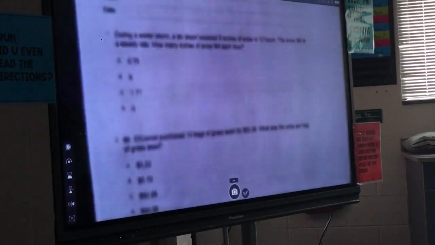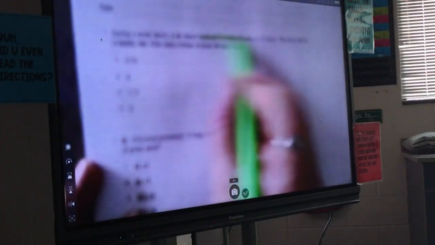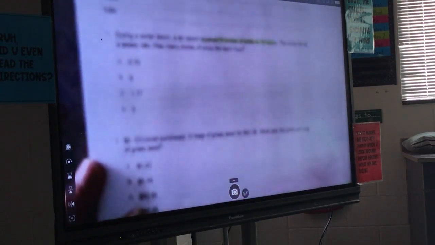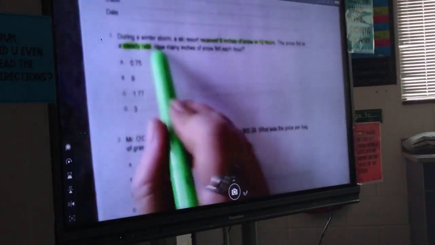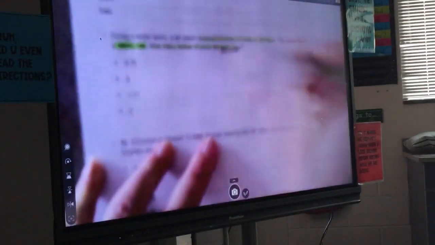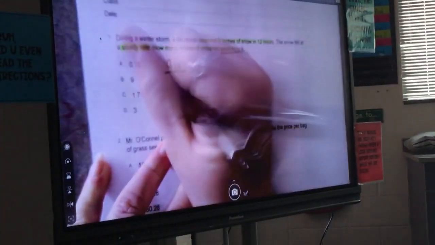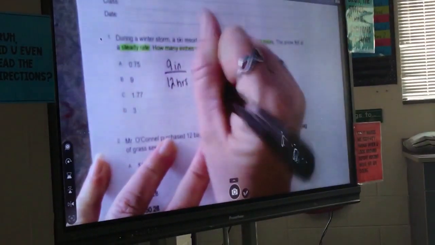It says during a winter storm, a ski resort received 9 inches of snow in 12 hours. The snow fell at a steady rate, which means essentially the same or a constant rate. It says how many inches of snow fell each hour. So we're looking for each hour, which means that's the unit that's going to go on the bottom. So I have 9 inches on the top, 12 hours on the bottom. I have to find out how much for 1 hour.